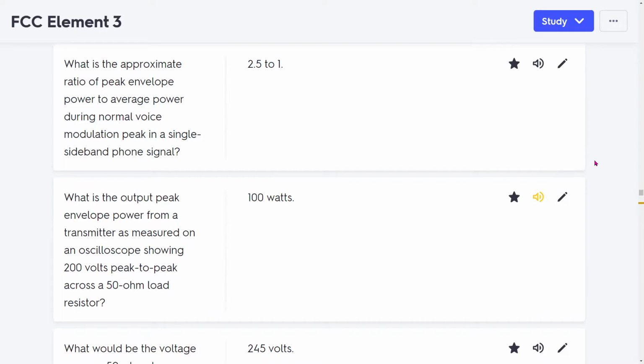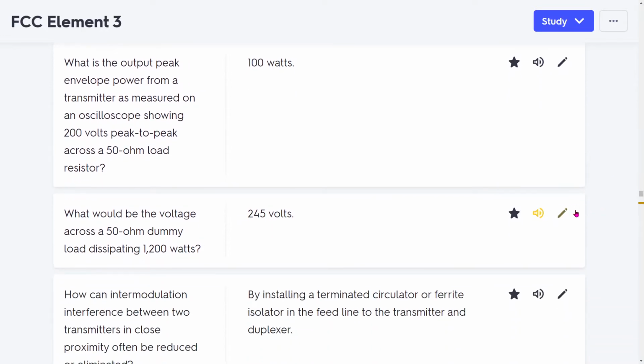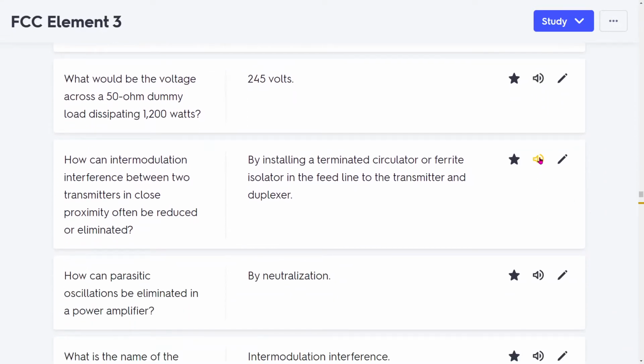What is the output peak envelope power from a transmitter as measured on an oscilloscope showing 200 volts peak to peak across a 50 ohm load resistor? 100 watts. What would be the voltage across a 50 ohm dummy load dissipating 1200 watts? 245 volts.